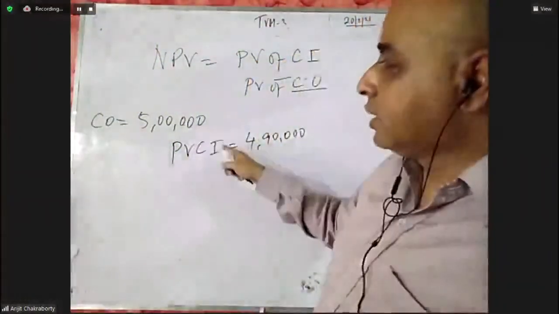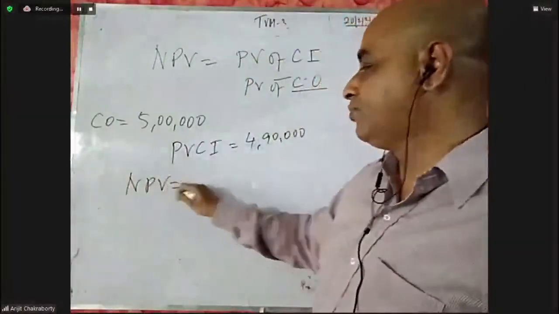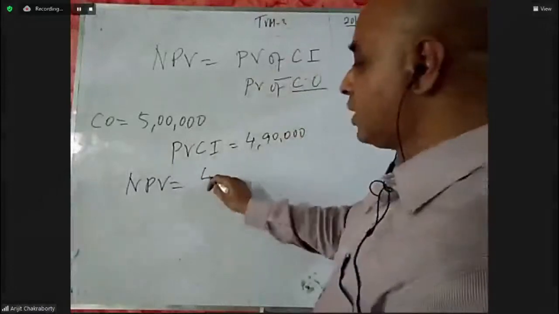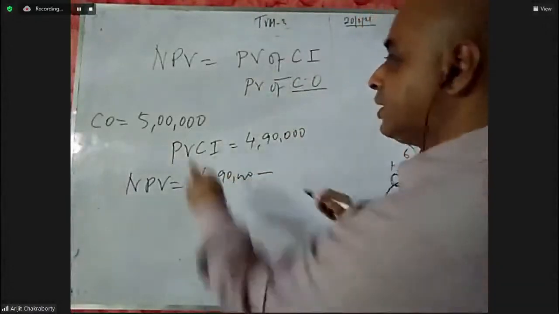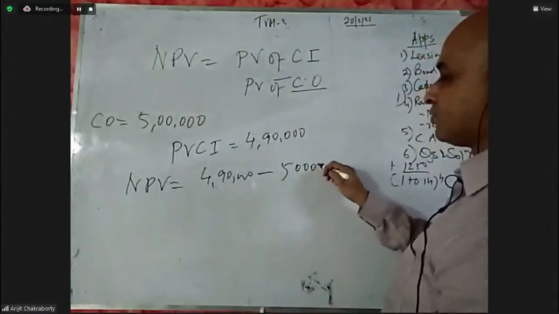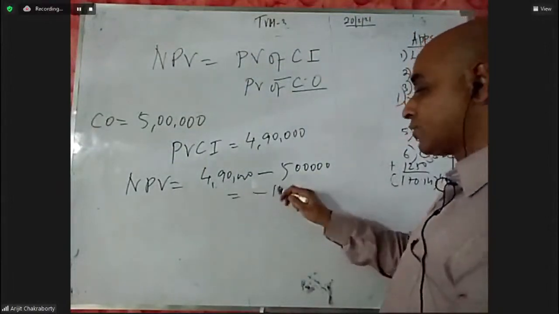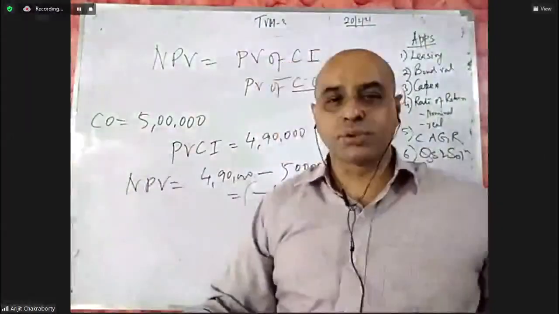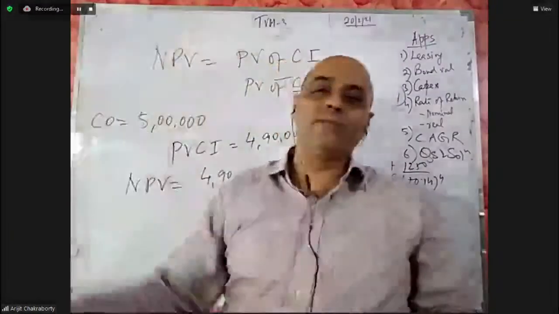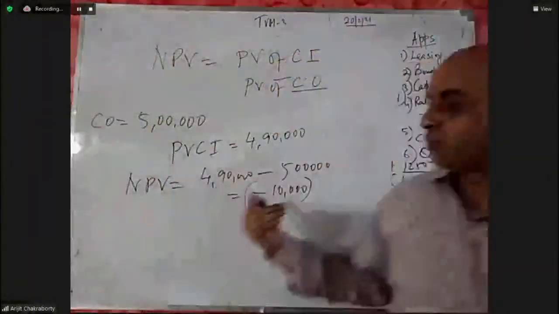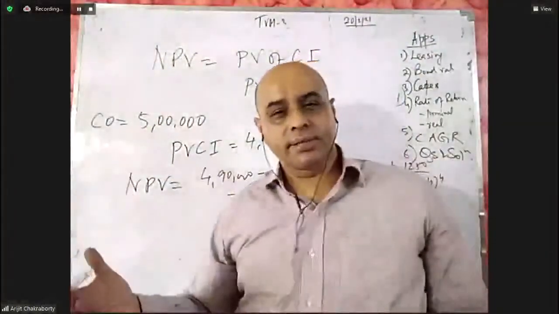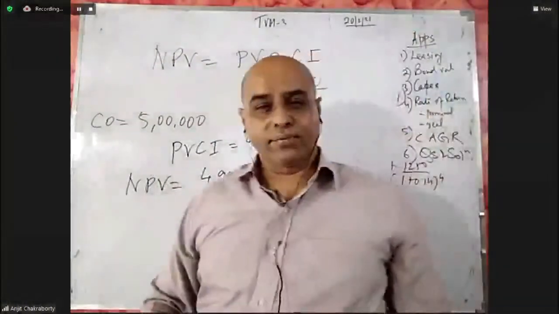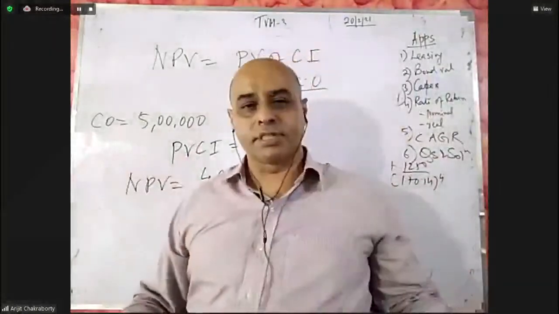Why? Because here the net present value, NPV, is equal to, the formula is present value of cash inflow, that is 4,90,000 minus 5 lakhs, because 5 lakhs is present value of cash outflow. This is minus 10,000. That means it's a loss. I am paying 5 lakhs today, and the benefit I am getting over 5 years discounted back to today's terms is 4,90,000. It does not make sense. It is economically not feasible. So NPV cannot be negative. If NPV is negative, you cannot accept that business proposal.